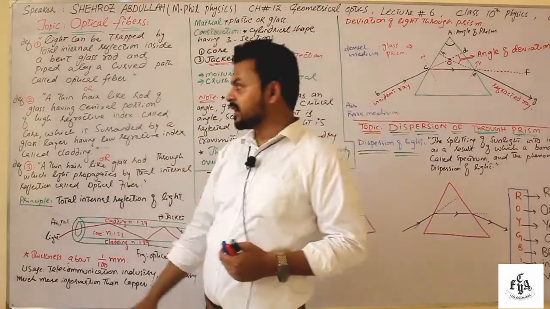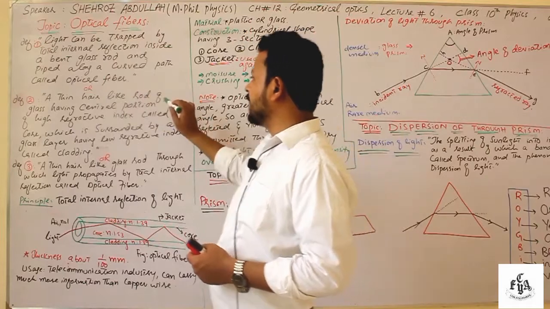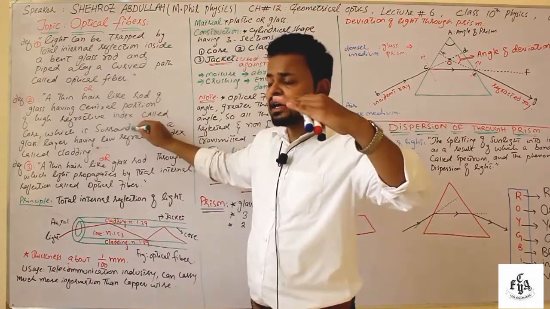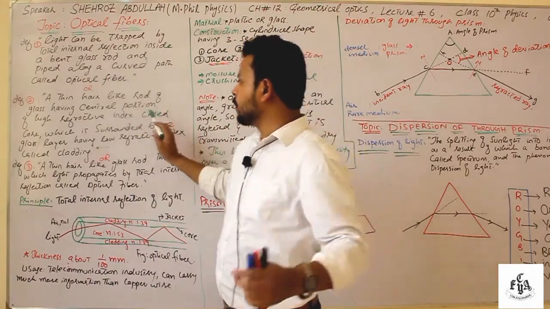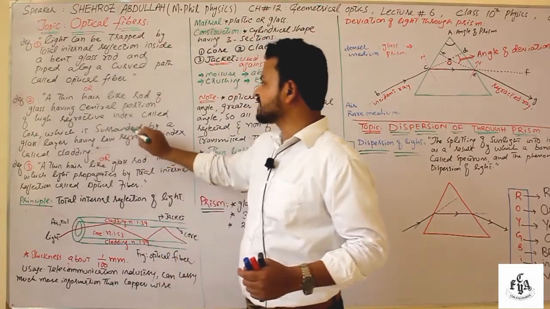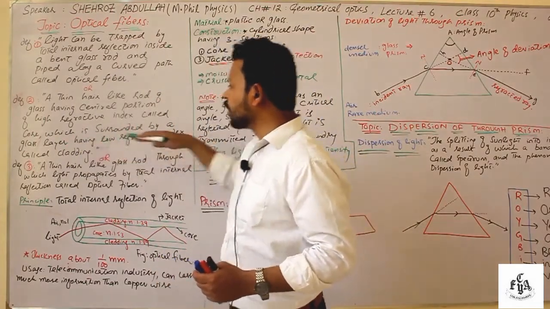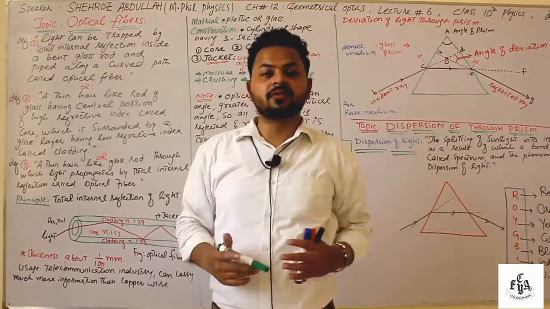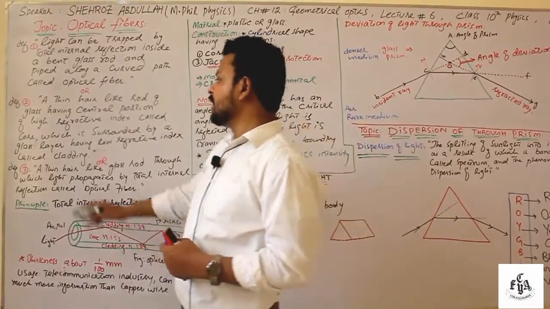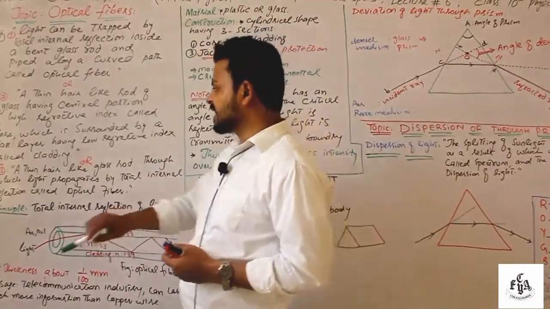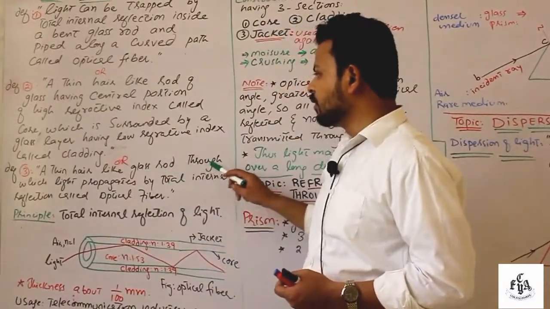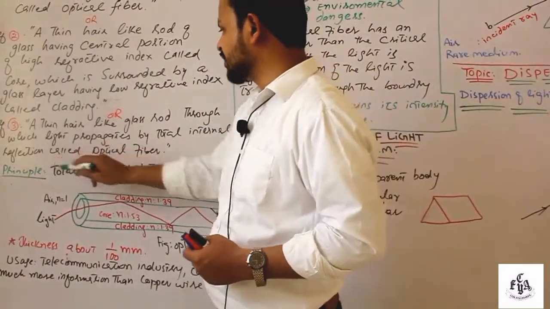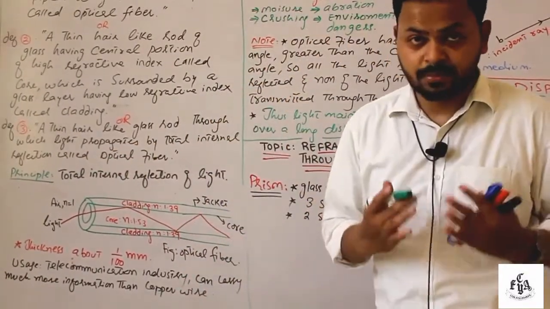The second definition of optical fiber: a thin hair-like rod of glass having a central portion of high refractive index, which we call the core, surrounded by a glass layer having low refractive index, which we call the cladding. Then we have the outer surface, which we call the jacket. Let's come to the third definition. A thin hair-like glass rod through which light propagates, meaning light travels by total internal reflection, is called optical fiber.